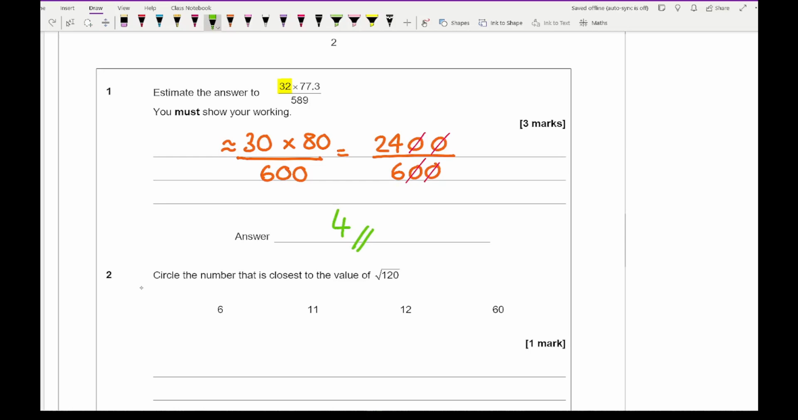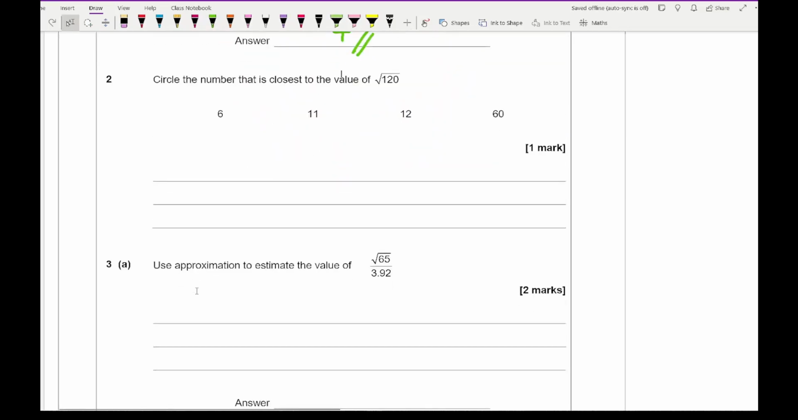Moving on to question 2, it says circle the number that is closest to the value of root 120. Well, the square number that's nearest to 120 is 121, and so the square root of 121 is 11.